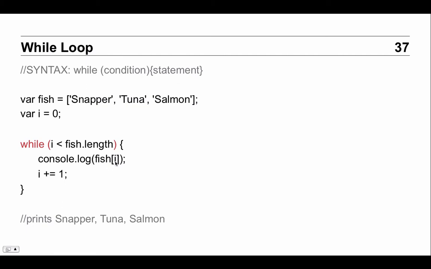So this first time around, i will be equal to 0, and it will print snapper. Then we'll increment i by 1. It will check the while condition again, and it will say 1 is still less than the length of fish, which is 3. So here we'll say fish[1], which will print tuna. We'll increment i again, and here it will say 2 is less than the length of fish, which is 3. And we'll say fish[2], and it will print salmon. And i will increment by 1 to 3, and it will say 3 is less than 3, and it will stop running. So again, this one will print snapper, tuna, salmon, just like the previous examples.